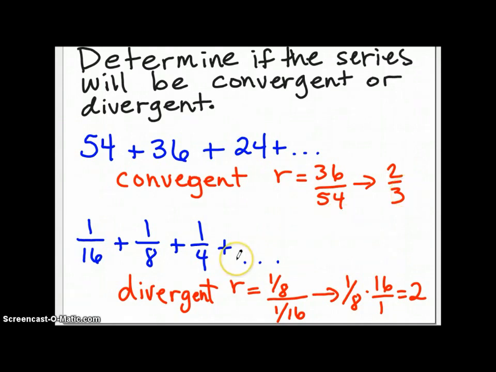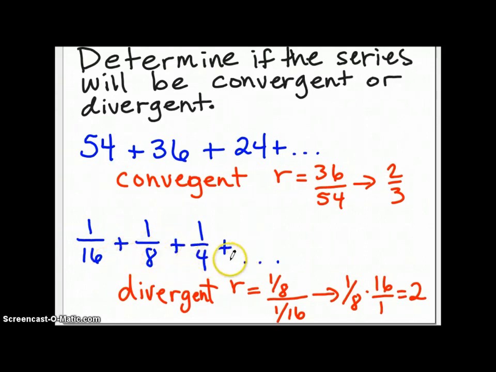If I look at this other series and I compare my second term over my first, I have 1/8 over 1/16. We need to remember our fraction rules from grade school. When I divide one fraction by another, I end up multiplying by its reciprocal, so 16 over 1, and that gives me a 2. This ratio, its absolute value is larger than 1. If I have a ratio whose absolute value is larger than 1, I'm going to get a divergent series. That means that this series is continuing to grow.